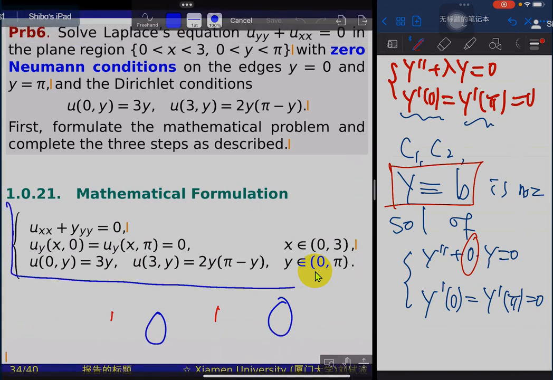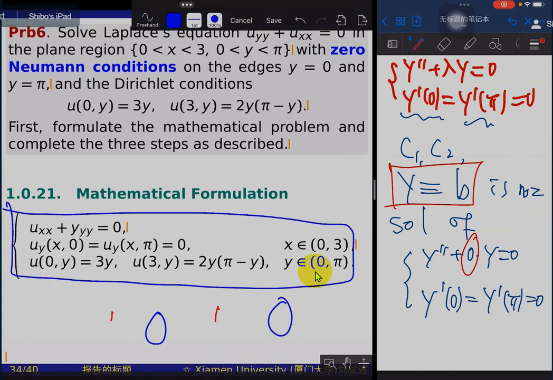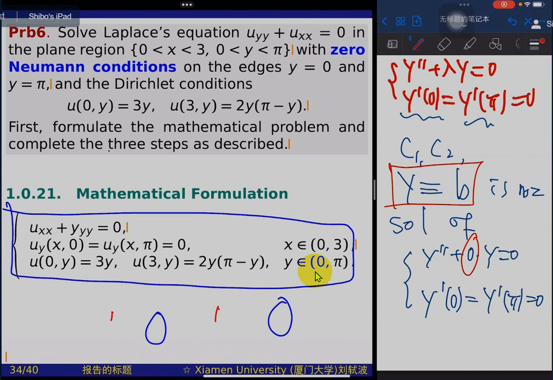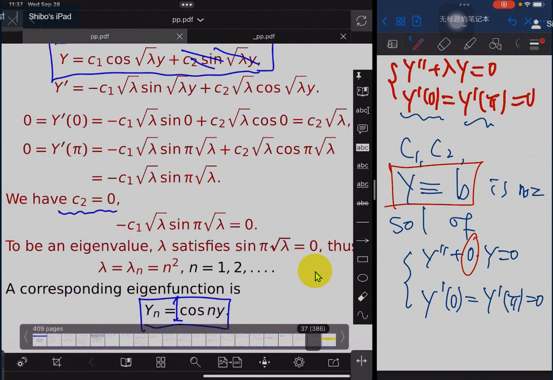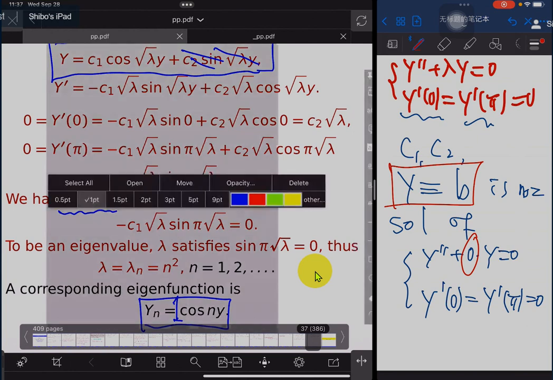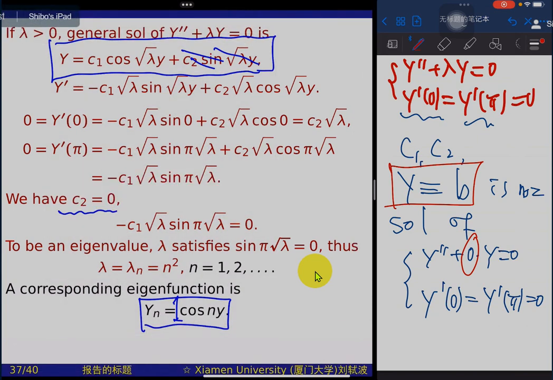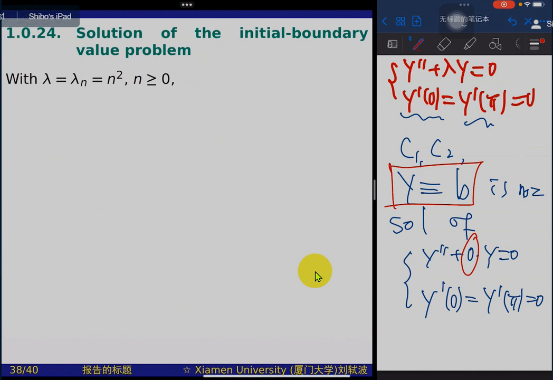Solution of this problem. How to do this? Well, now we already know y. Y is cosine ny, right? Y is cosine ny. But we don't know x yet. So we need to find the x for every eigenvalue, lambda equals lambda n.